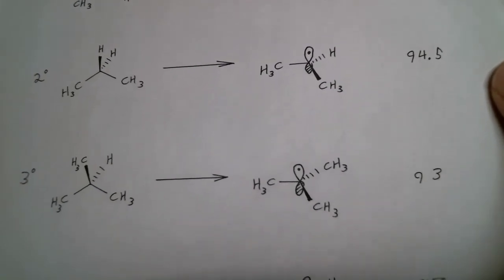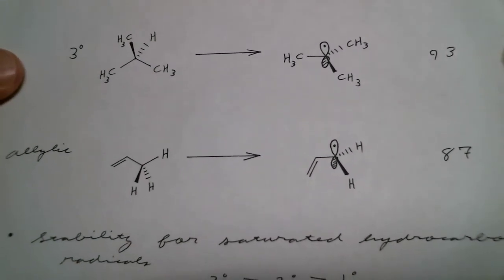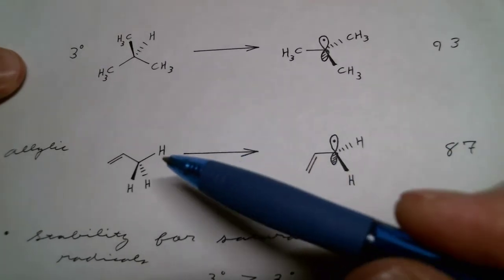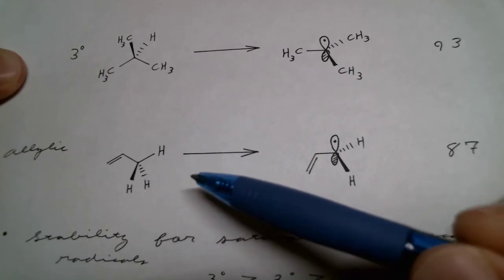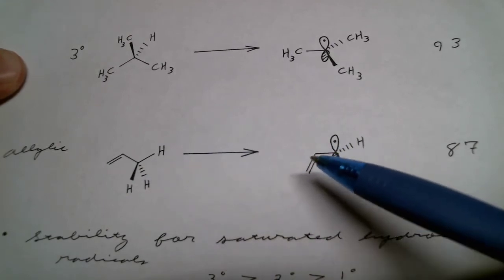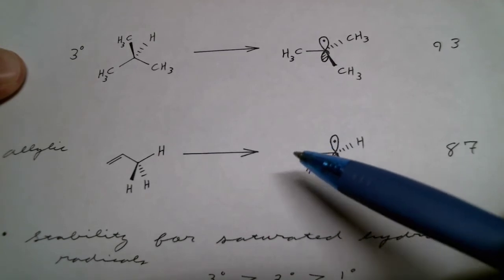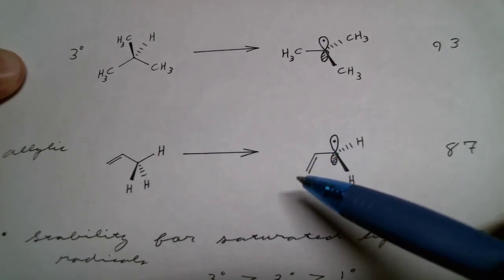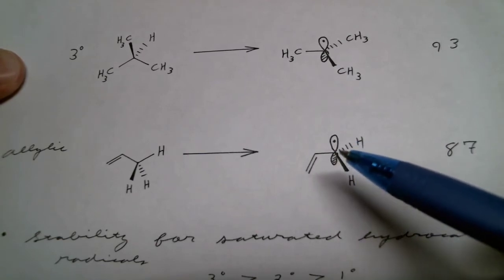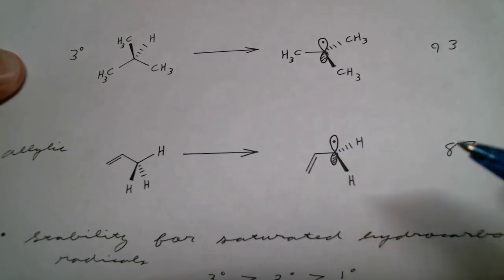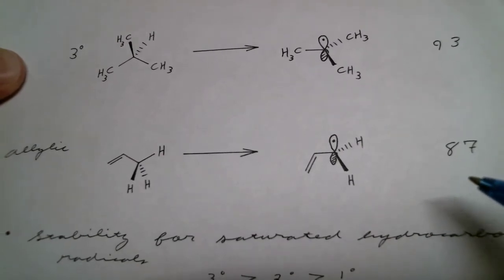How do allylic radicals compare? Well, wow. Here's our allylic radical. We'll abstract one of these hydrogens off of this primary carbon, but by virtue of being adjacent to this pi bond, there's quite a bit of electron cloud density in that pi bond that can overlap with this p orbital, and the energetic cost is only 87 kcals per mole.